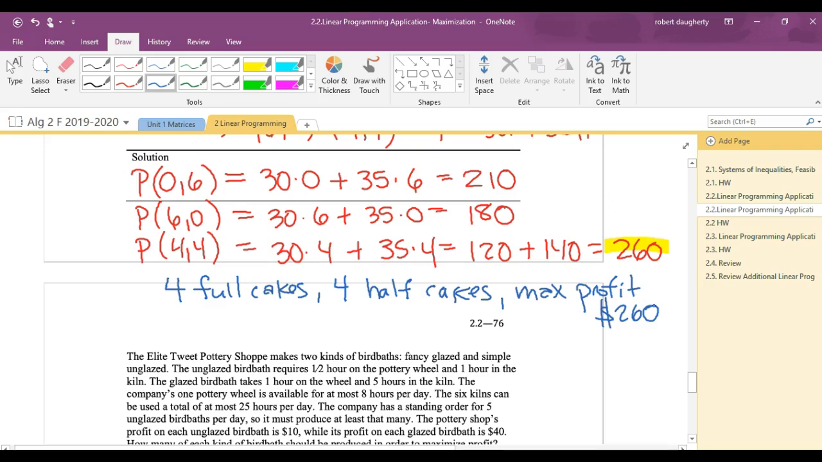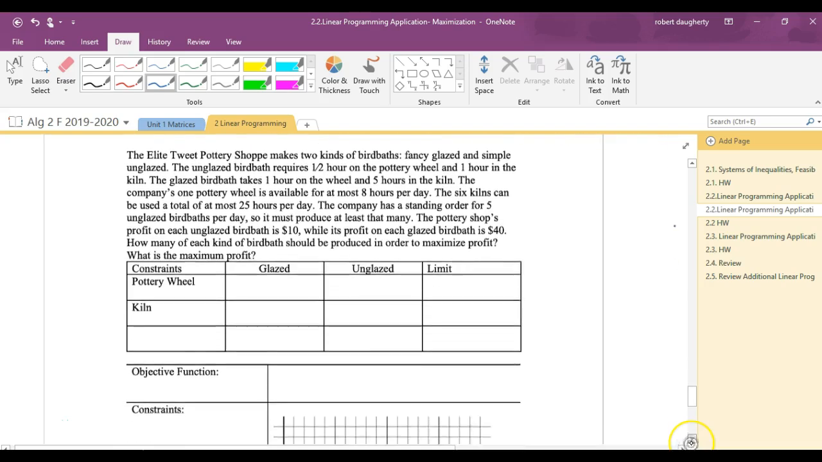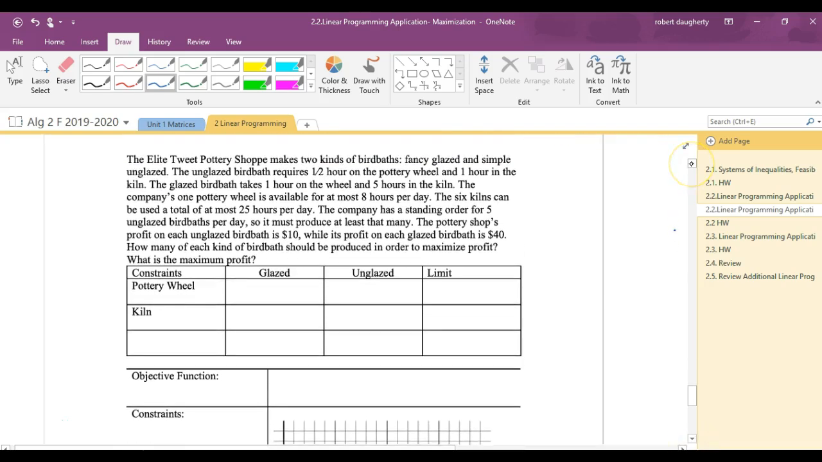So again, these problems can get long, but we do have a process for going through these methodically to get to the answers. Okay. Let's take a look at the last problem in this section.